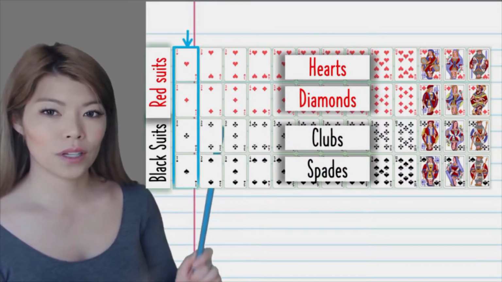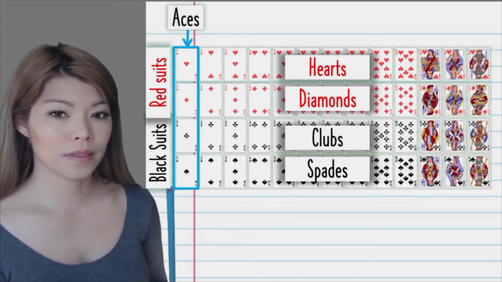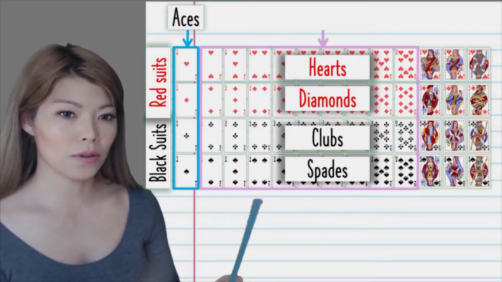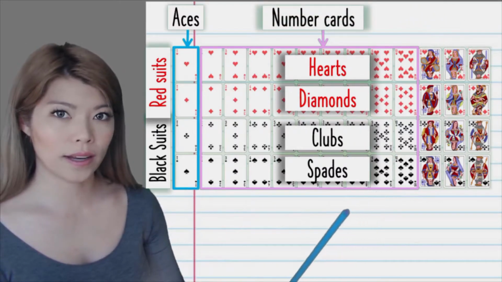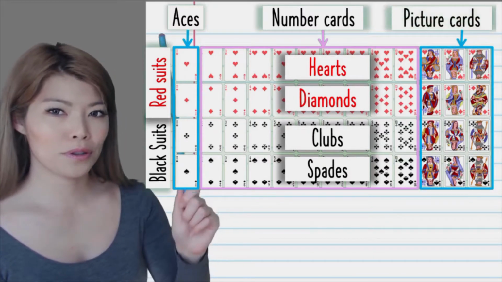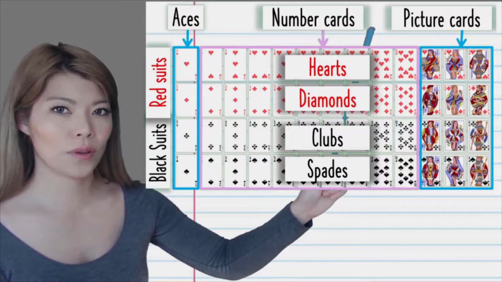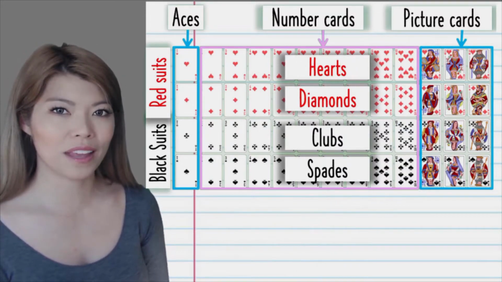We also refer to these aces as just aces. They're not numbers. And the bunch in the middle are called the number cards, and those ones over there, the jack, queen and king, are referred to as picture cards. Make sure you're familiar with these words so that when we say picture cards, for example, you know we're referring to those ones over there.